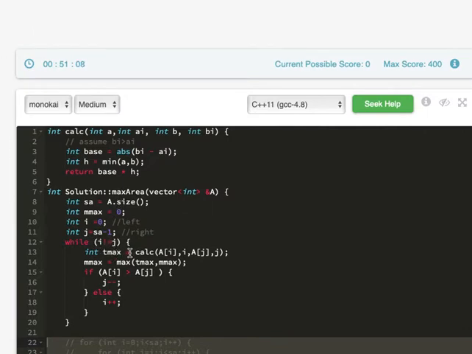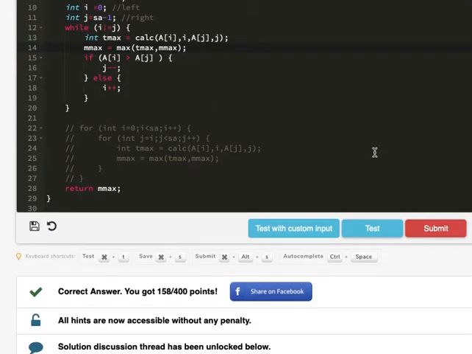We start, and I'm collecting every time in a temporary variable just to make it easier, collecting if I found a new maximum container size. If the right side is the limiting factor, then I move it to the other side. Okay, that was it.